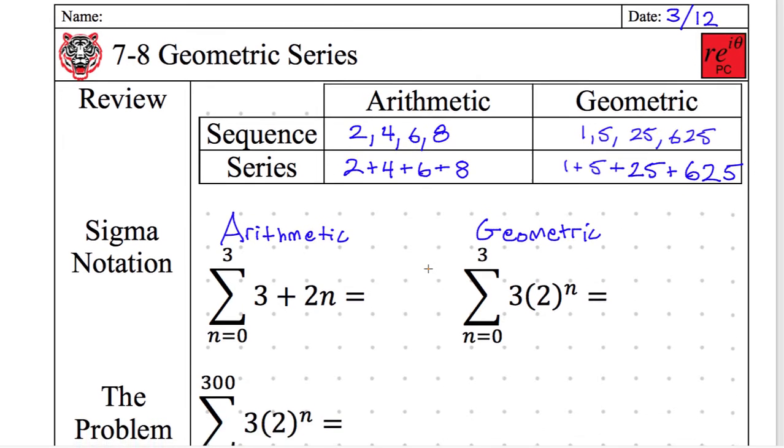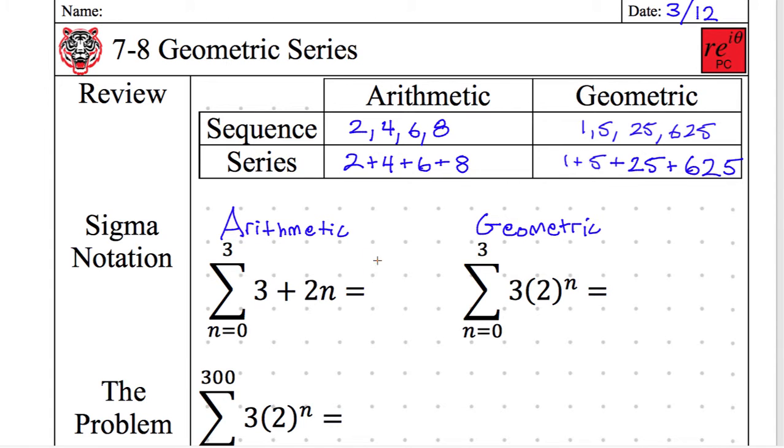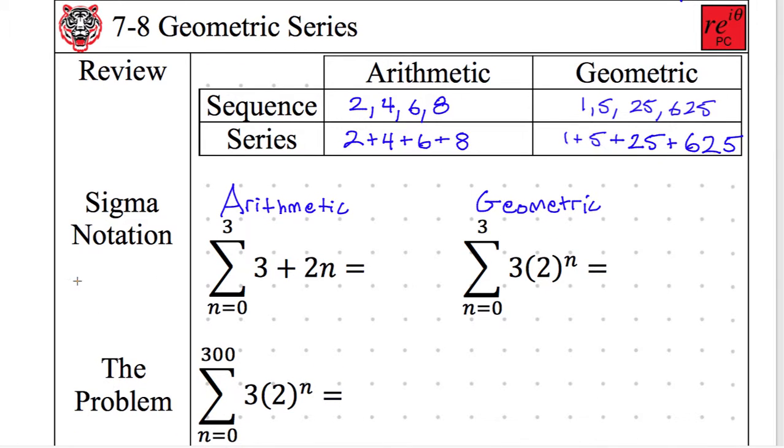Because our explicit formula for finding a sequence, we didn't do series yet, but for finding a sequence, we did the starting value. So our starting value would be 3, and then you do plus 2 times n minus 1. That was the explicit formula for an arithmetic sequence. And then our geometric sequence looked like 3 times 2 to the power of n minus 1. So they look very familiar. The only difference now is we're putting the sigma in front of them, and there's no n minus 1.